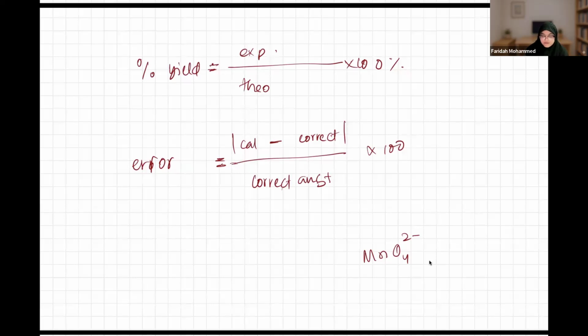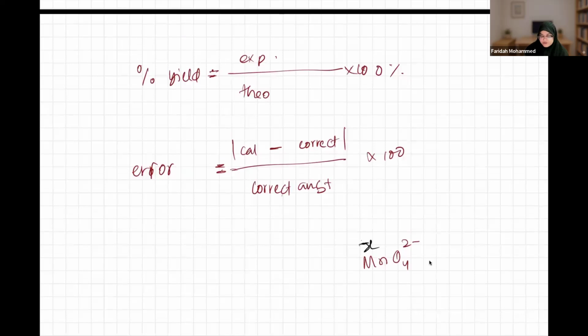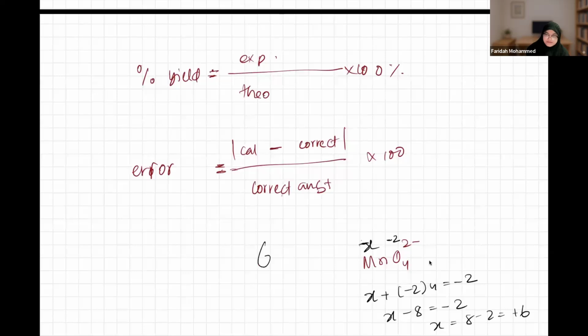Yes, Saket? You want to answer? Yeah, it's +6, right? How do we do that? You first put x for it. The oxygen is going to be -2. So x plus -2 times 4 equals -2. x minus 8 equals -2, so x equals 8 minus 2, which is +6. The oxidation number is 6. No, put a plus in front of it. Oxidation number will have a charge.